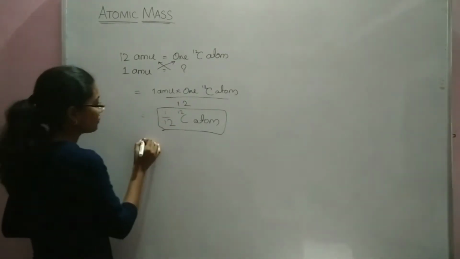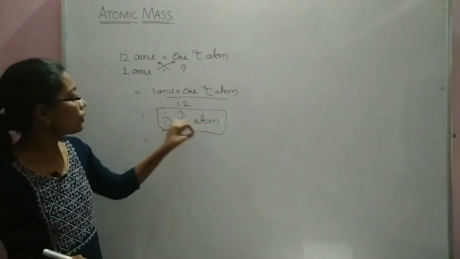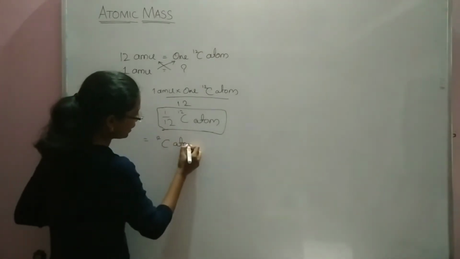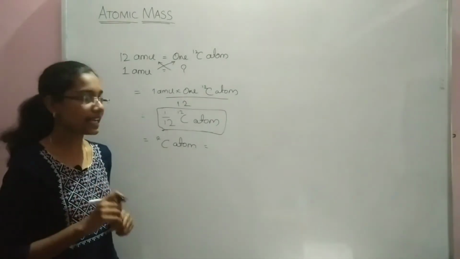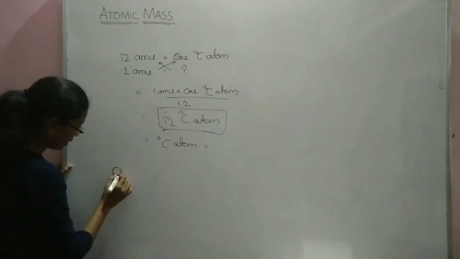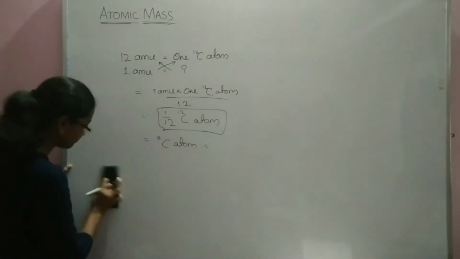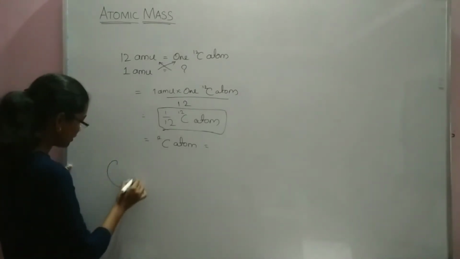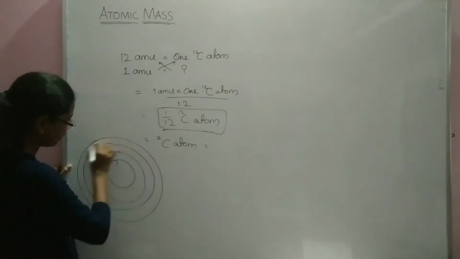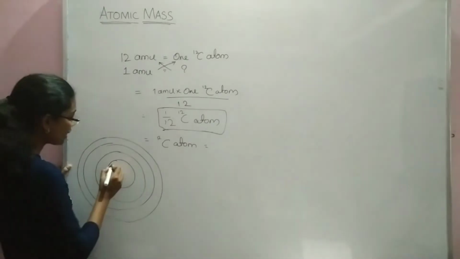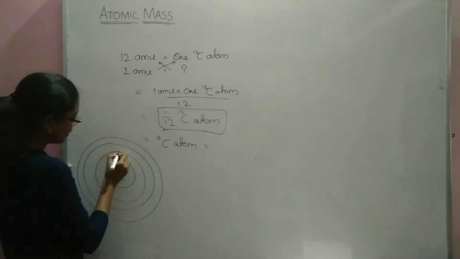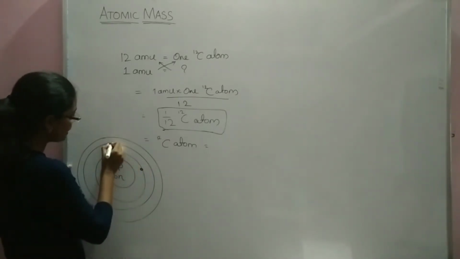Now we will do the calculation. First let us know what is the mass of the C12 atom. We know that carbon has 6 electrons, 6 neutrons and 6 protons. We will draw the carbon atom here. This is the nucleus and these are the shells. So in the nucleus what we have? We have 6 protons and 6 neutrons, right? And here we have 6 electrons.